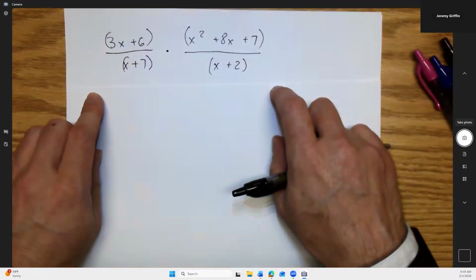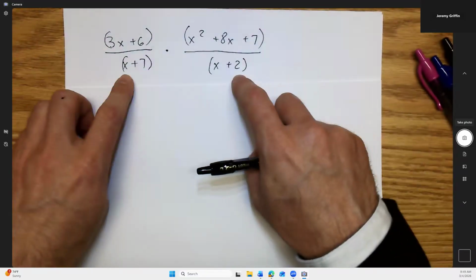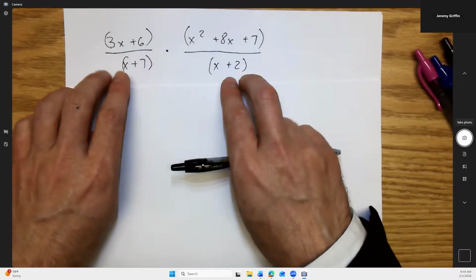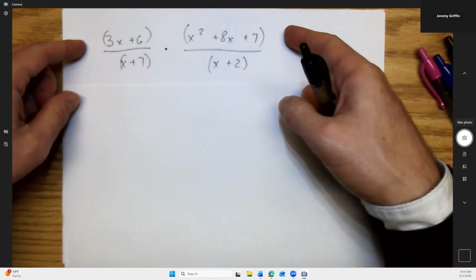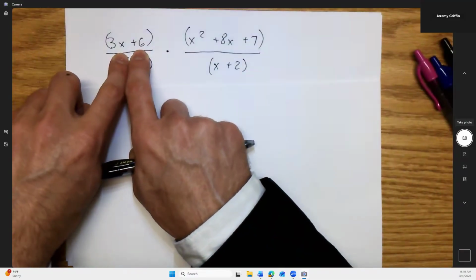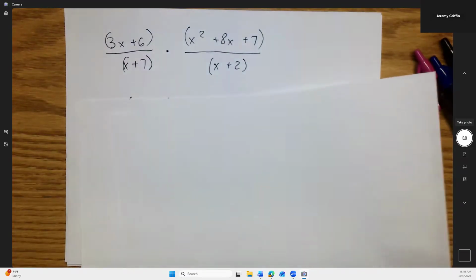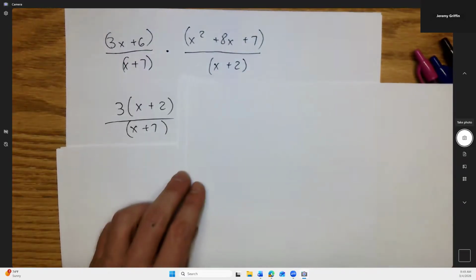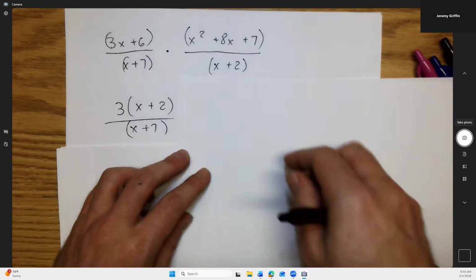Alright, good. So I see it's x plus 7, it's x plus 2. But these other ones, I think we can factor some stuff. Guys, how about the 3x plus 6? Can you factor anything out of that? Yeah, you take a 3 out. Okay. You take a 3 out of that. Isn't that true? Yeah. Okay, so now it's factored.